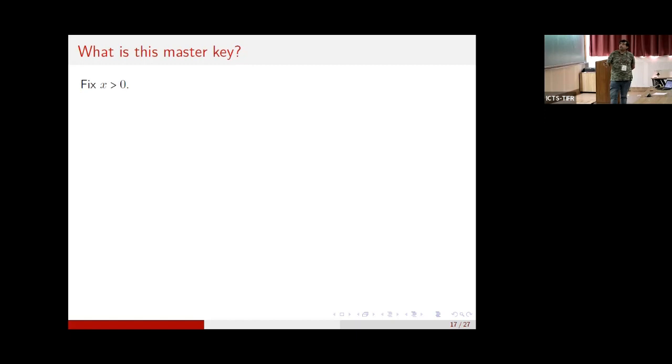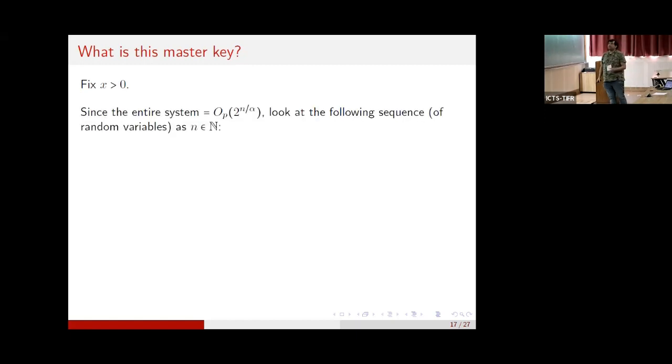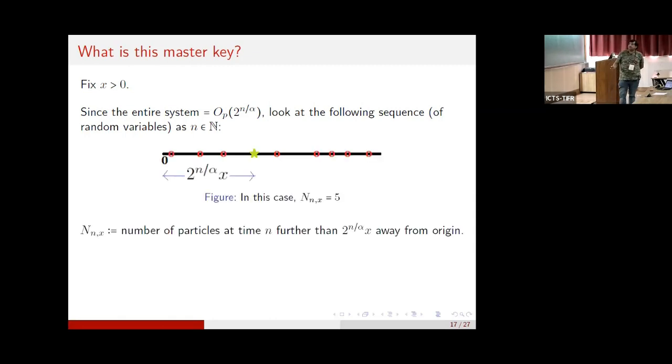Okay, so what is this master key that I want to present? Fix an x. Now we know that the entire system is growing like 2^n over alpha in this special case. So what we do is we look at the point 2^n over alpha times x. Sort of, we stretch the space using this scaling. Now look at the points. I see how many of my points in the nth generation are to the right of this guy. So here, for example, this is what I call N_n(x). This is the number of particles at time n that are further than 2^n over alpha times x, further away from the origin.